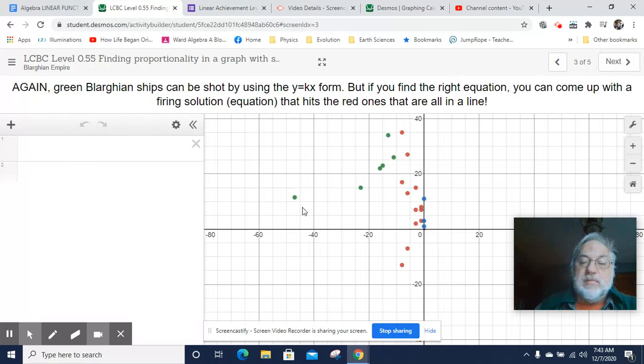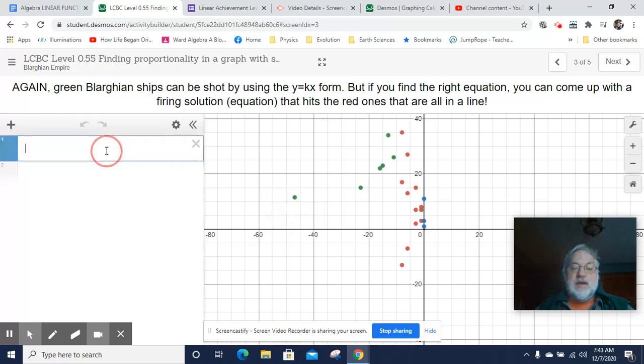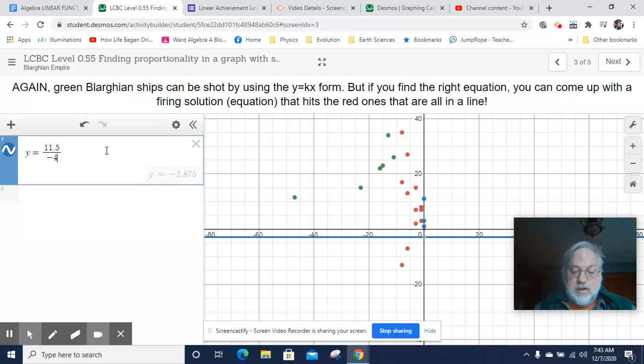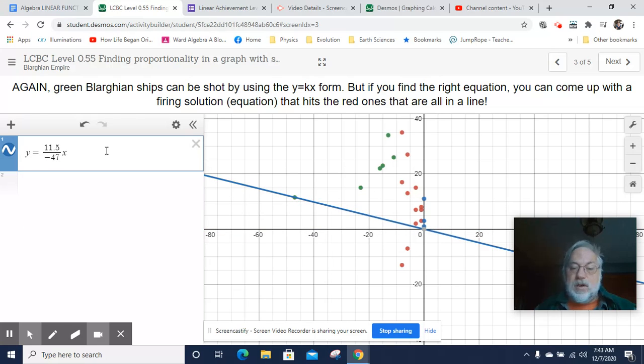The next one, you're going to be shooting the green ships from the Earth using the same sort of thing. Now the x values are negative. So let's say we wanted to shoot this one, (-47, 11.5). Say y equals 11.5 over negative 47 x, and it works. So just divide the y value by the x value, and then you can make it fancy. Okay, fancy bracket. Negative 47 is less than or equal to x is less than or equal to 0.